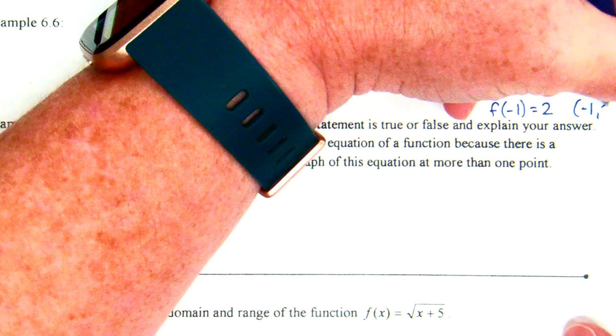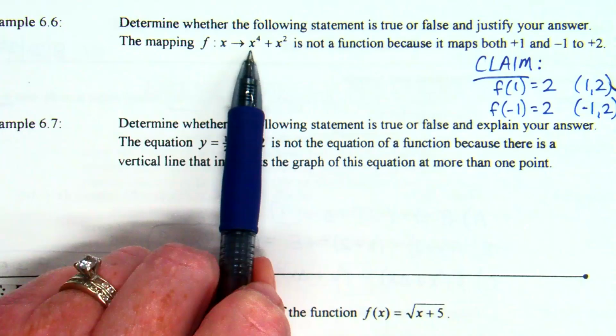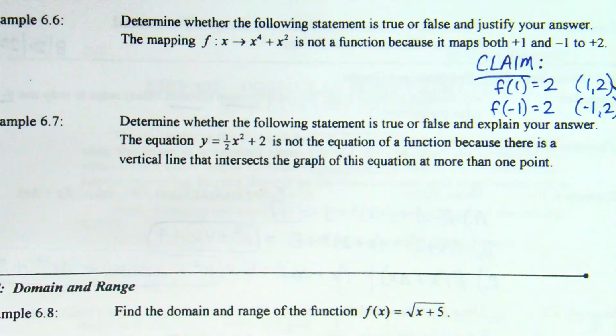Now, first of all, are those statements true? If I put in 1, 1 plus 1 becomes 2. If I put in negative 1, a negative 1 raised to an even power becomes 1. 1 plus 1 is 2. So those are true statements there. What was their claim? That this is not a function. Agree, disagree? True, false?